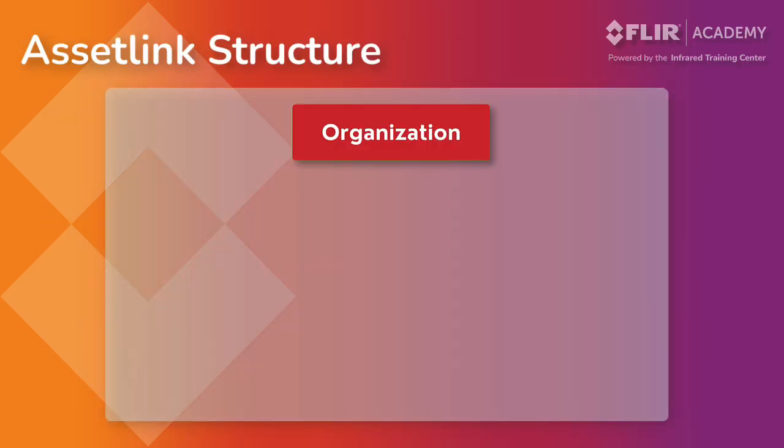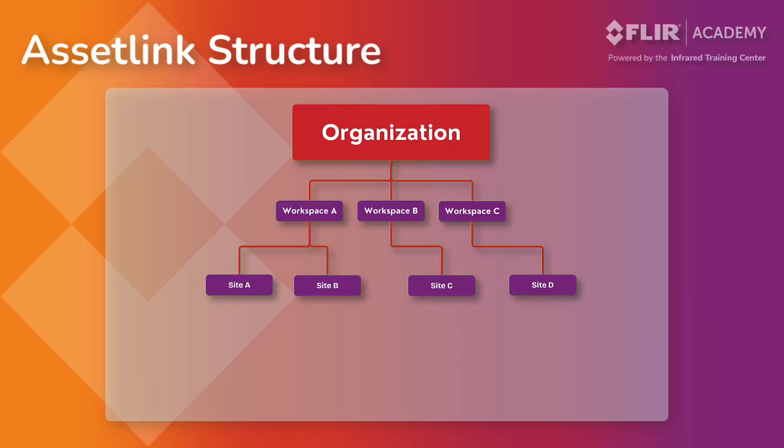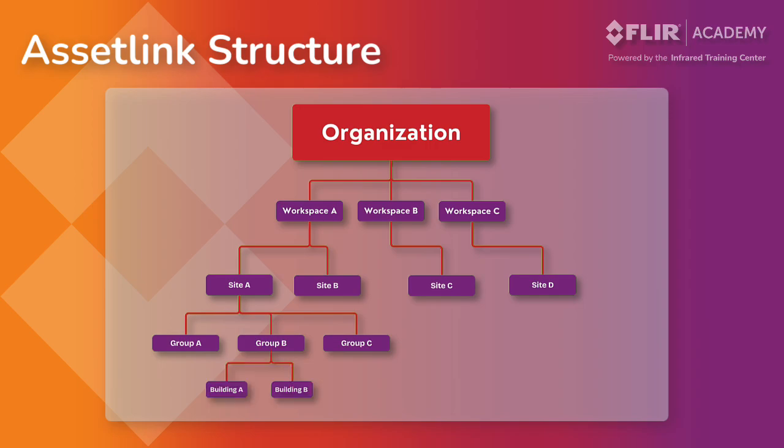Here's an example of the generic structure available in Assetlink. Within the organization, workspaces are established. Under the workspace, a specific site or multiple sites can then be added to the structure. Groups, buildings, floors, and rooms represent the remaining sections that are then used to further identify the precise location of your assets and ultimately their inspection points.